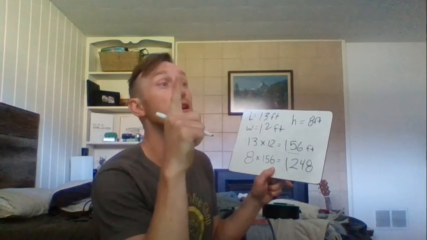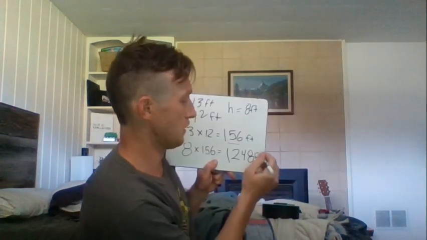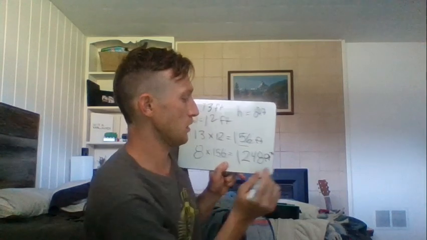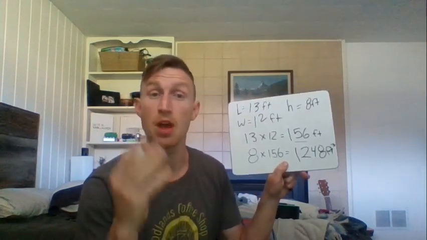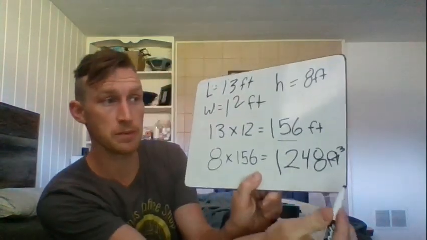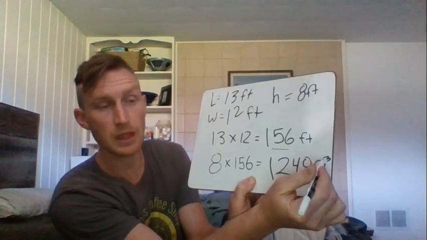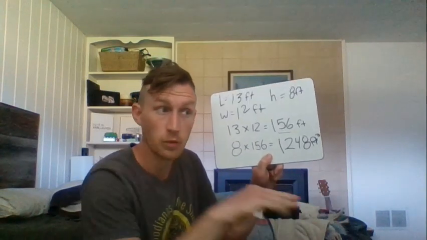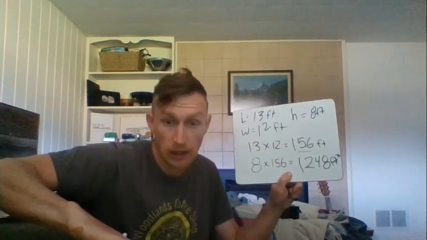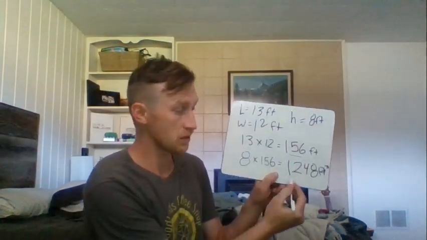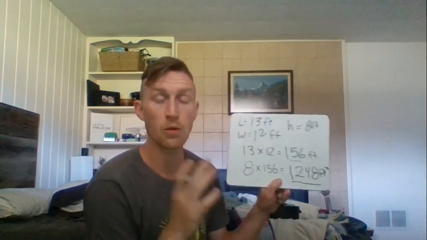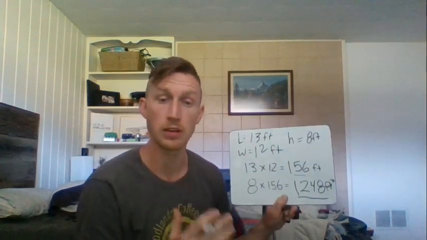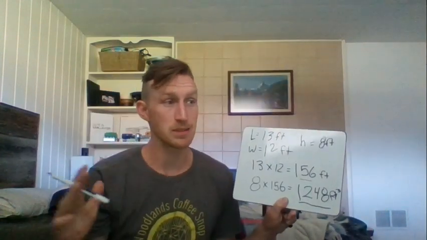1,248 feet cubed. Cubes. 3 dimensions. So I need to put that little 3 to show that it's 3 dimensions. Feet cubed. We're not thinking about squared, which are just flat tiles. How many flat tiles? We're thinking cubed. 3 dimensions. So in this room, I would be able to fit 1,248 1 foot by 1 foot by 1 foot cubes in it to fill up this entire space.